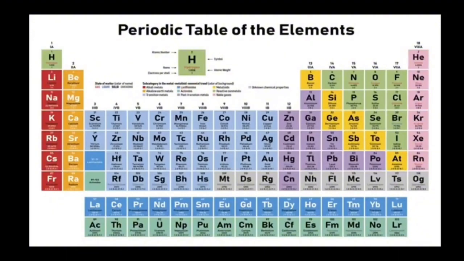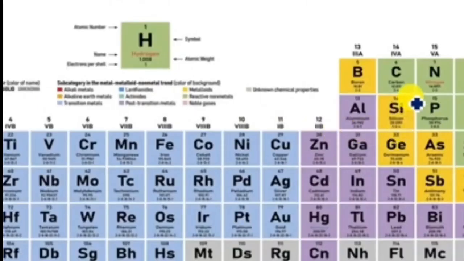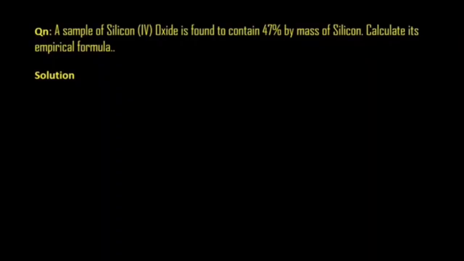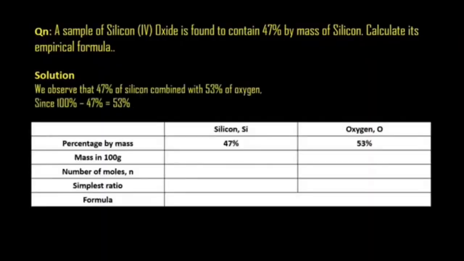Let's look again at the periodic table. On our periodic table, our silicon is here, and its relative atomic mass is 28, and our oxygen is here. Its relative atomic mass is 16. All right, so let's try now to deduce. We've already calculated that one, and the mass in a 100 gram sample, we've already deduced that one. This one is 47 grams, and here it's 53 grams.